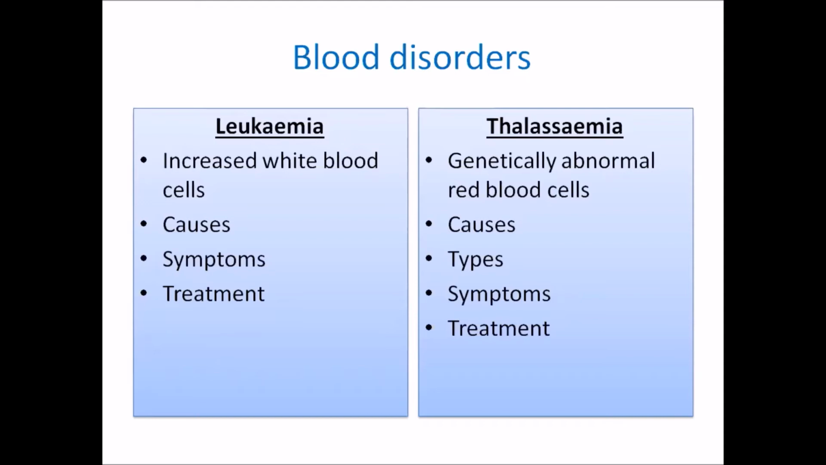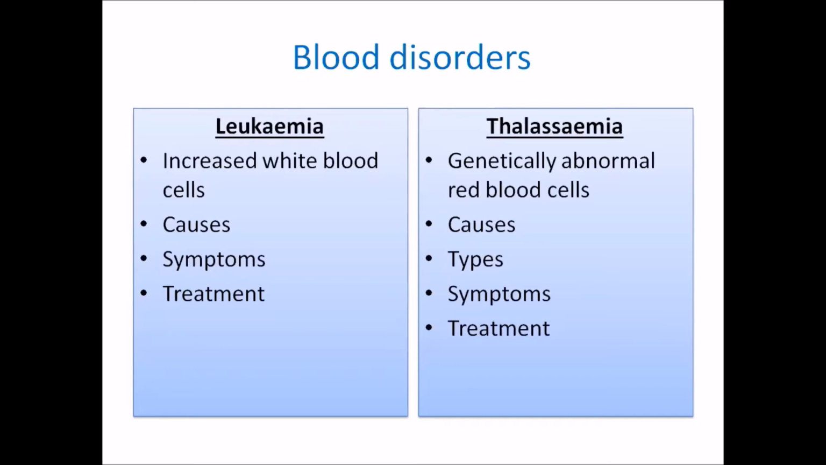Similarly, anemia can occur in thalassemia. It can be an after effect of thalassemia as well. So here I'm going to just differentiate between these two, and then we will discuss them in detail through a video. What is leukemia? Leukemia is increased white blood cells.